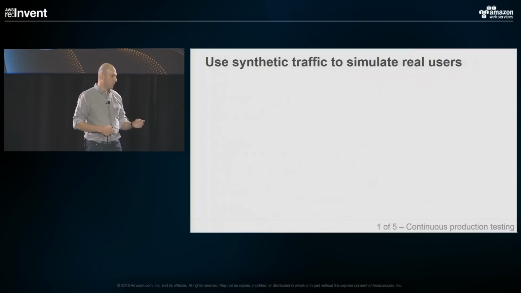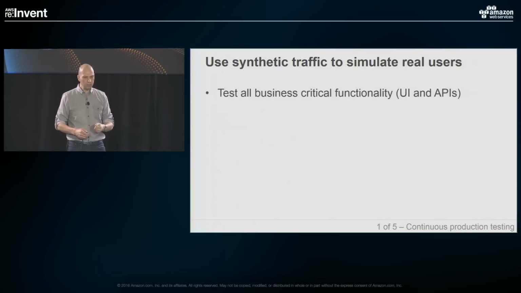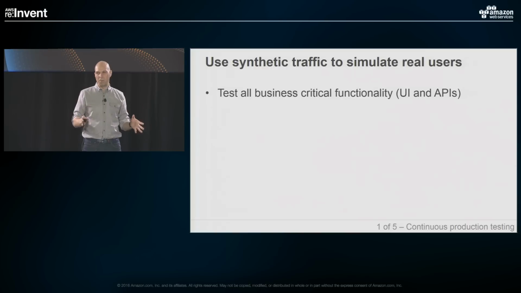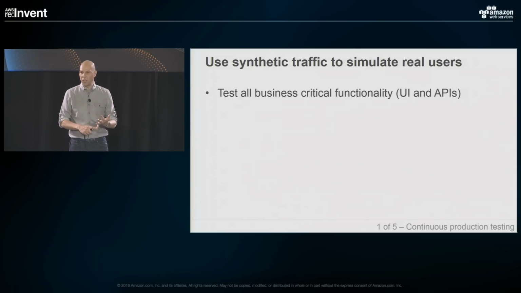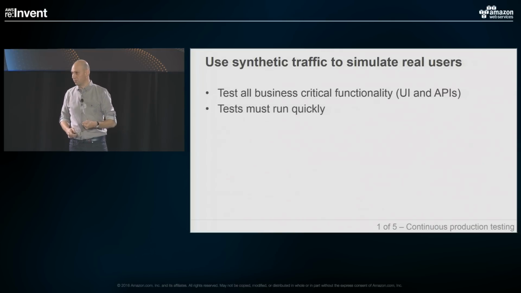So to solve this problem, we can create synthetic traffic tests that will simulate real customer behavior to identify problems before customers see them. Now, these synthetic traffic tests should be testing all of our business-critical functionality. And if we were a retailer, for instance, we might want to check a login, an authentication. We might want to check adding items to a cart, and we may want to check the checkout process. We want these tests to run quickly.